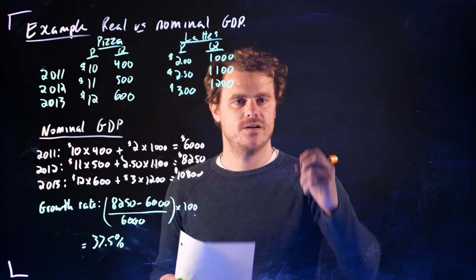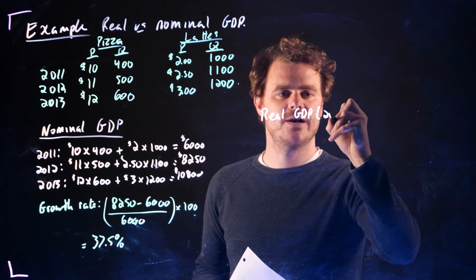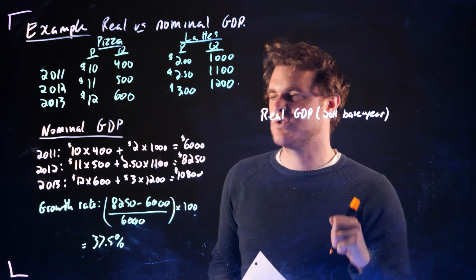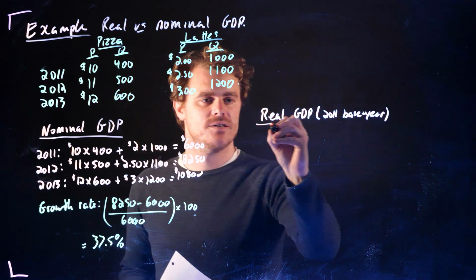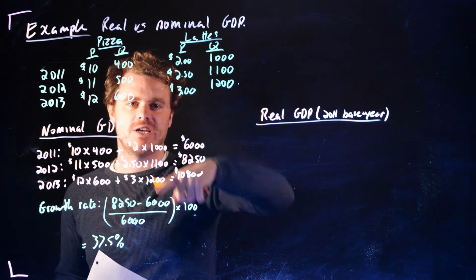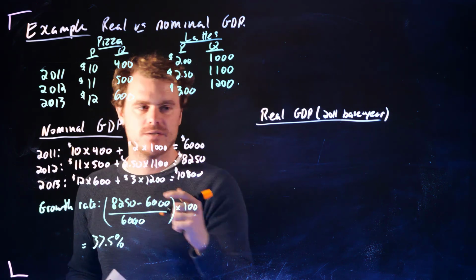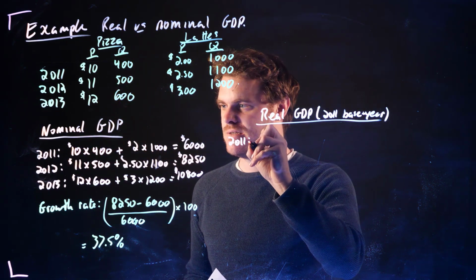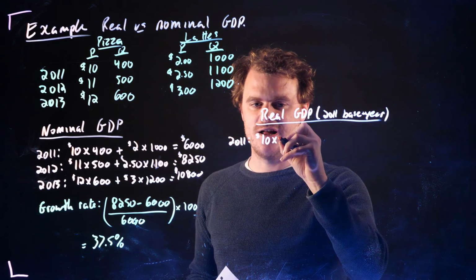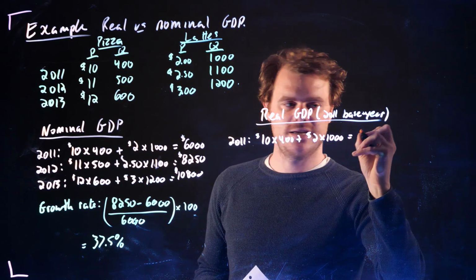Now let's, on the other side of it, look at real GDP. And let's use 2011 as our base year. What that means is we use 2011 prices for all the years, but the quantities in each given year. So nominal and real GDP are going to be the same in the base year, right? So in 2011, if we're using 2011 as the base year, it's just going to be $10 times 400 again, plus $2 times 1,000 equals 6,000.